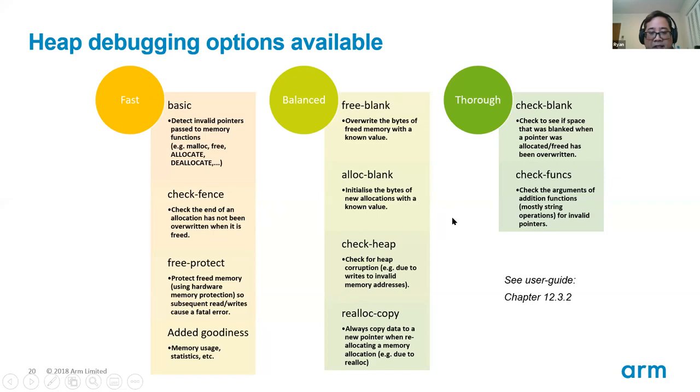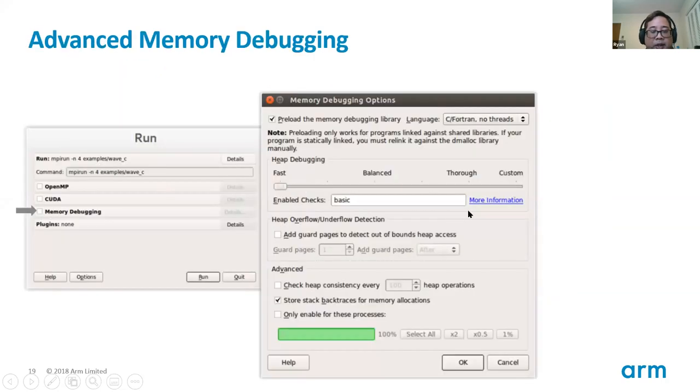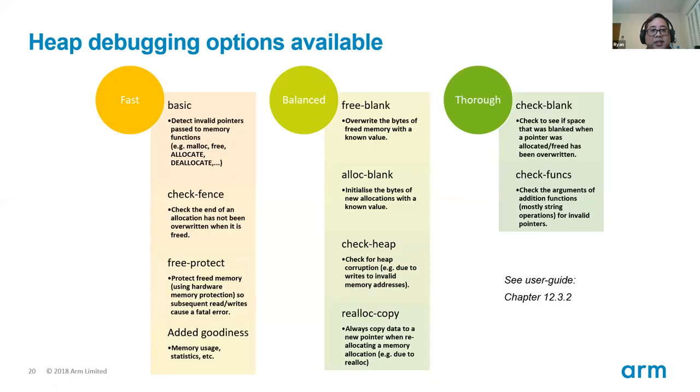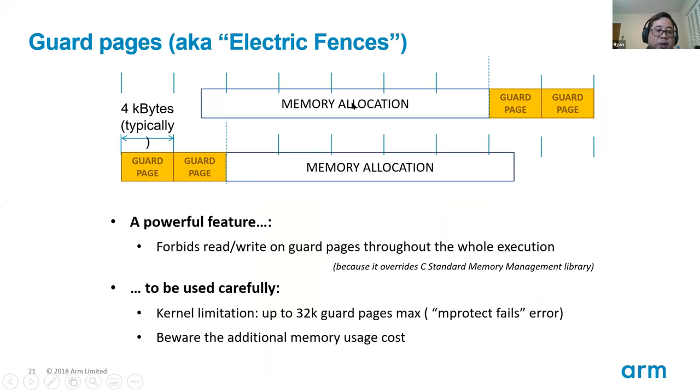In addition to the sliders for heap debugging, you can also turn on what's called guard pages. Guard pages are similar to the concept of electric fences. They protect areas outside of your allocations. So in case your code touches an area outside of it, DDT will warn you, hey, you're doing something wrong. DDT will allow you to put guard pages either after or before a memory allocation.